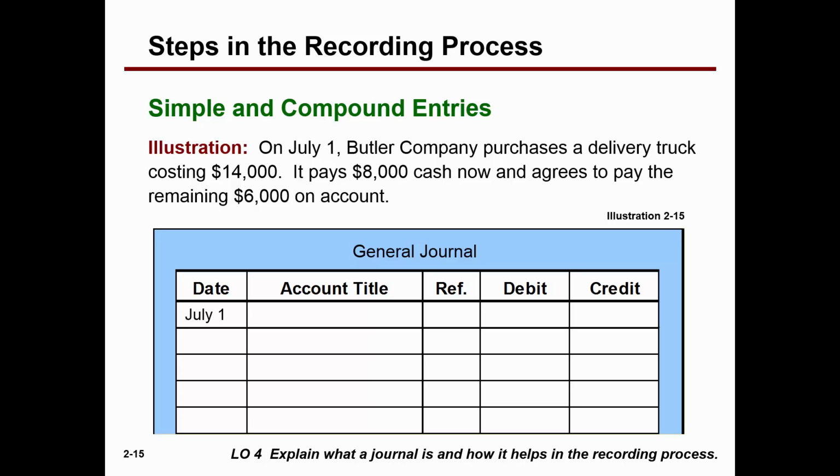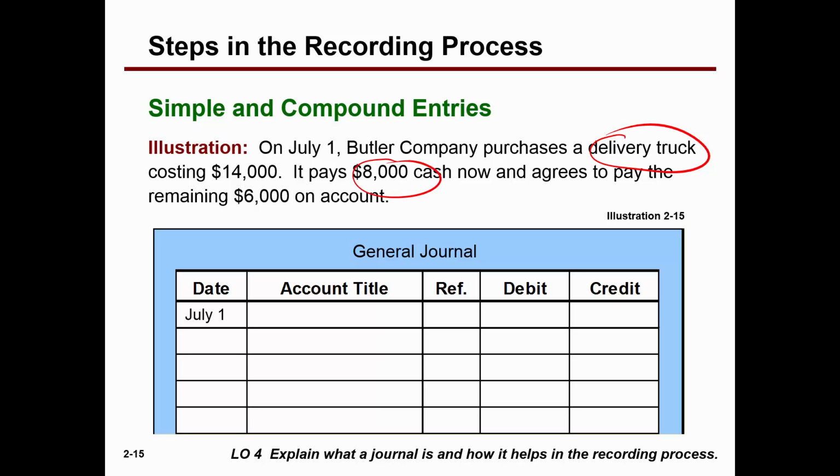Here's another transaction on July 1st. Our company, Butler this time, buys a delivery truck. The cost of that delivery truck is a total of $14,000. We're making a down payment of $8,000 cash right now, but the rest of $6,000 we're going to borrow. We're buying it on account for that balance of $6,000. So this is one transaction, and you got to record all the accounts being changed. So that would be the delivery truck, this asset, cash.